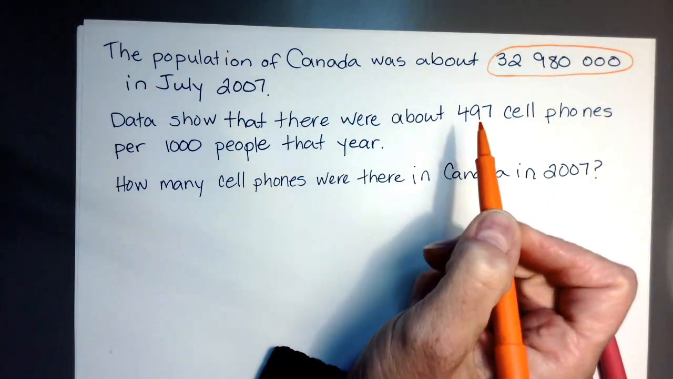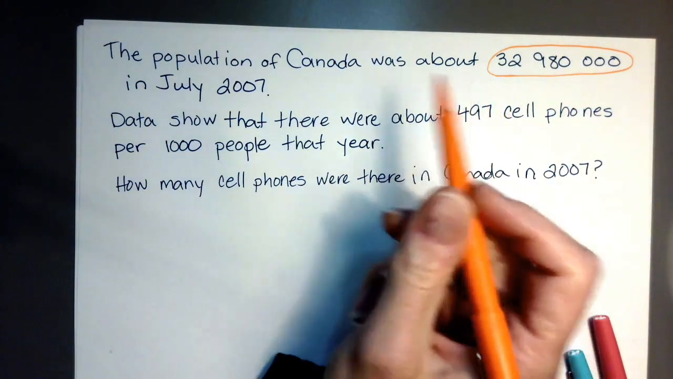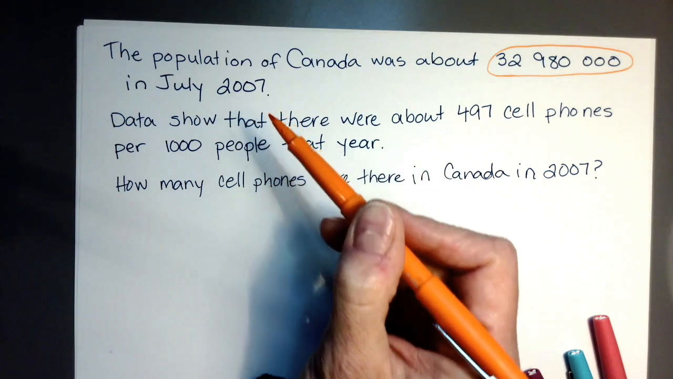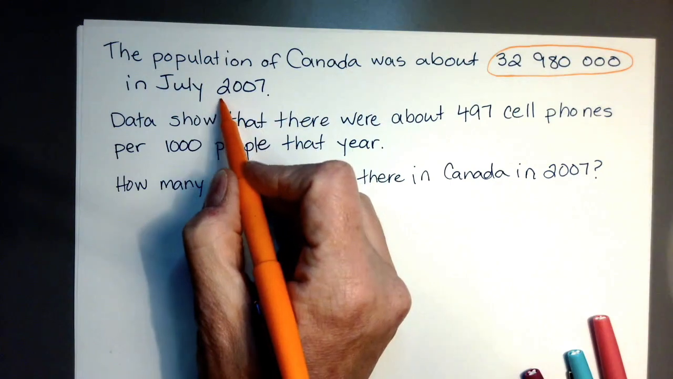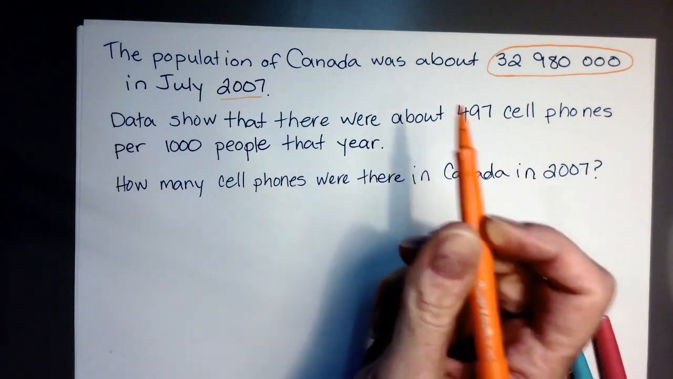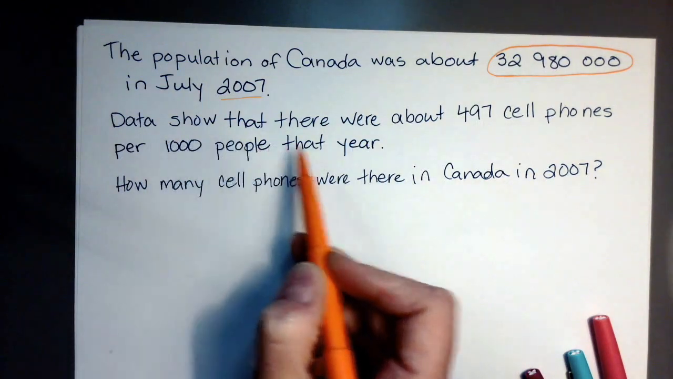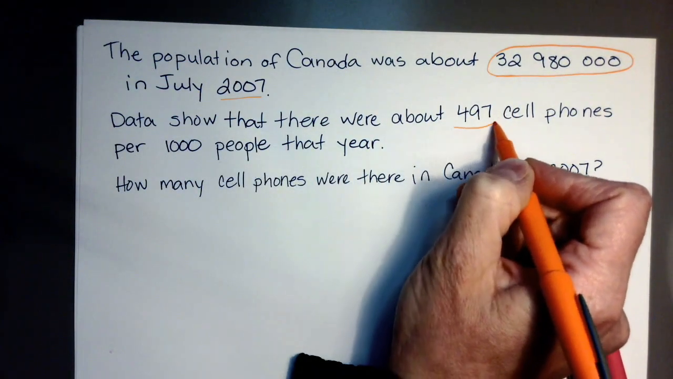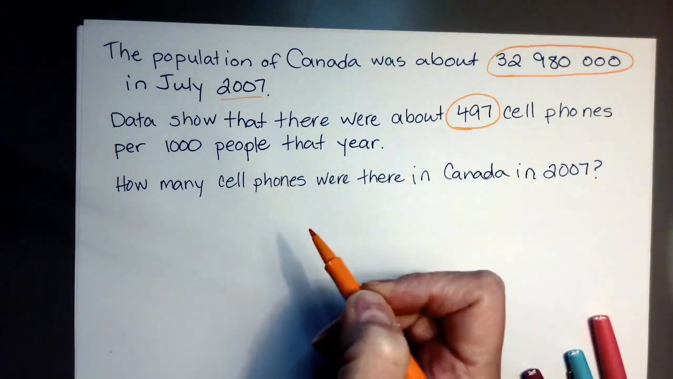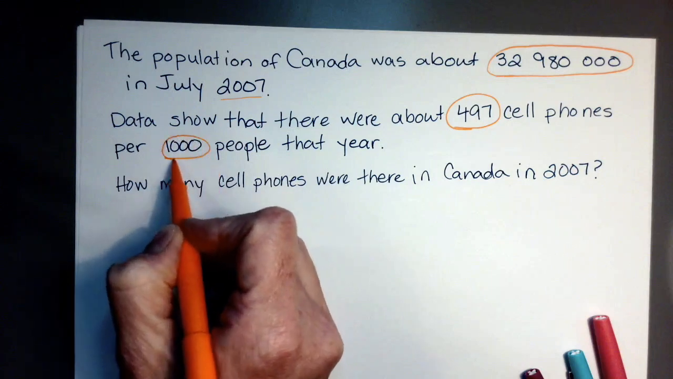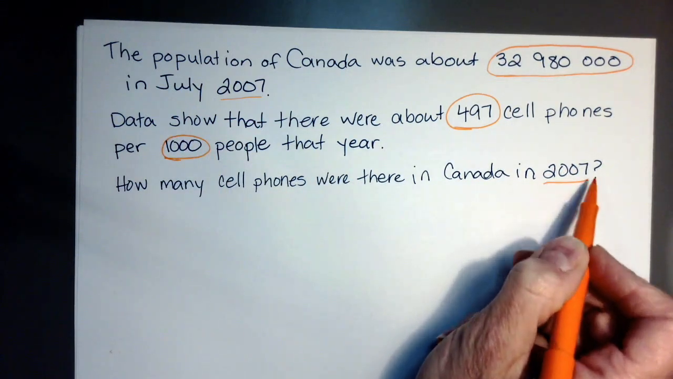because I believe it's going to be important. We have the year 2007, so we could identify that might be something important for us, and we'll go back and evaluate whether it is. Data show there were about 497 cell phones. That may be important, so I'm going to circle it as well. And per 1,000 people, that's another number, and then we've got the year again. So I think we need to know what the year is.